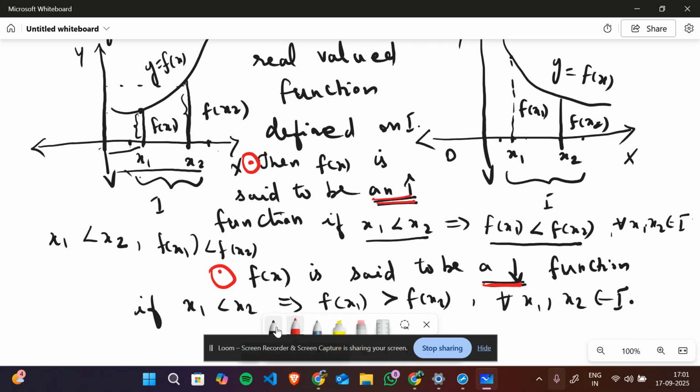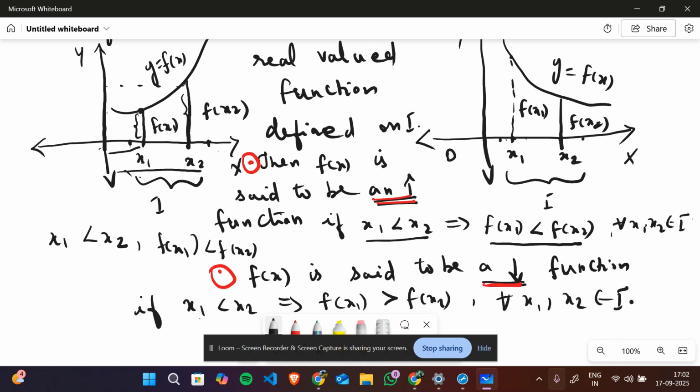Look at the second diagram. Obviously, x1 is from the origin to this distance and from the origin to this is x2. Obviously, x1 is less than x2. But look at f of x1 and f of x2. We know that f of x1 is here, greater than f of x2. This is true for all x1 comma x2 belongs to the interval I. Therefore, the second figure is an example for a decreasing function.